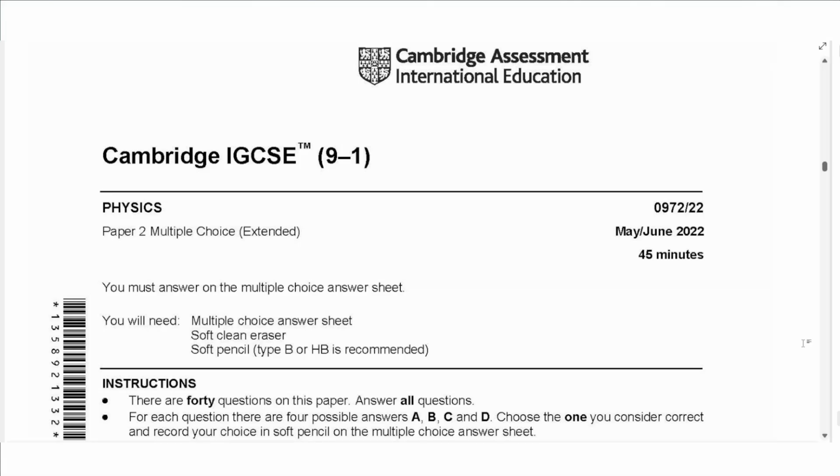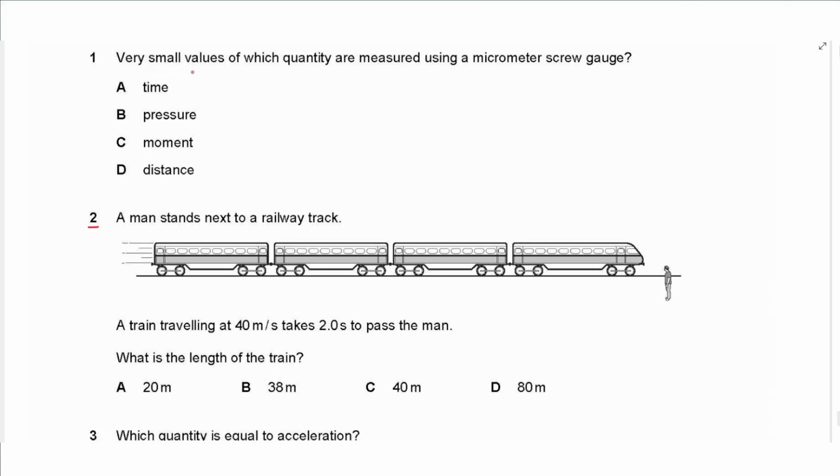In this video I will be solving the paper 2 exam for May-June 2022, variant 2. So let's get started. Question 1 says very small values of which quantity are measured using a micrometer screw gauge. It's not time, pressure, nor moment, it's distance.